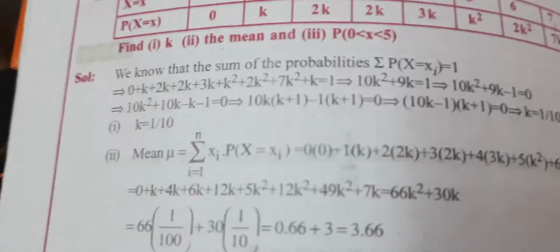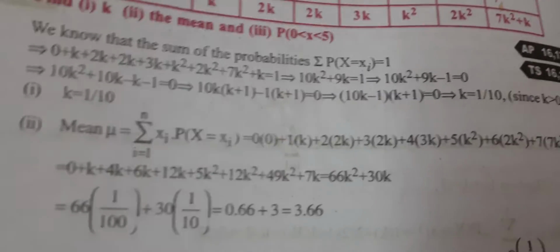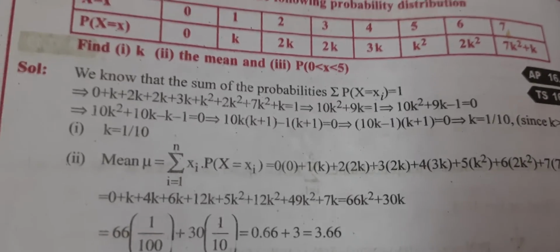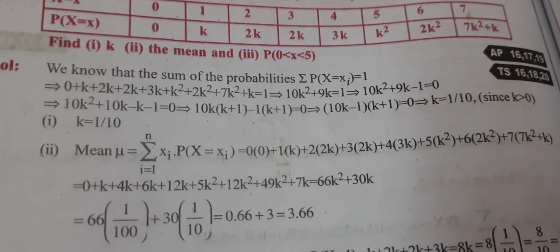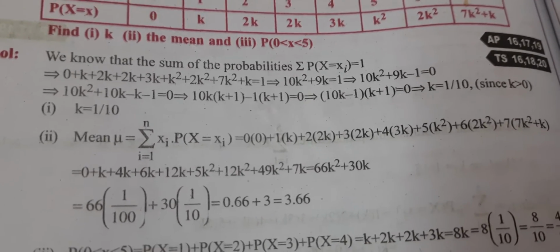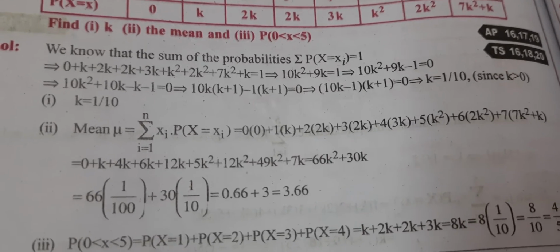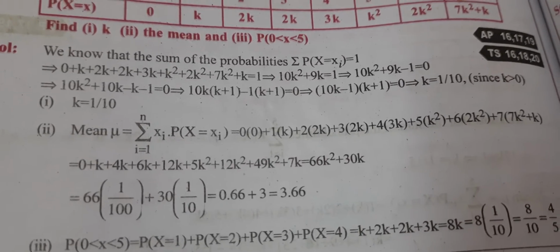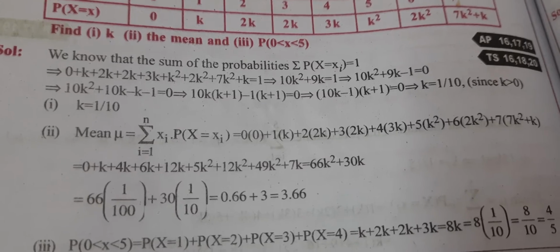So 10k squared plus 10k minus k minus 1. Taking 10k as a common factor: 10k into (k plus 1) minus 1 into (k plus 1) is equal to 0. So (10k minus 1) into (k plus 1) is equal to 0, therefore k is equal to 1 by 10. So the value of k is equal to 1 by 10.